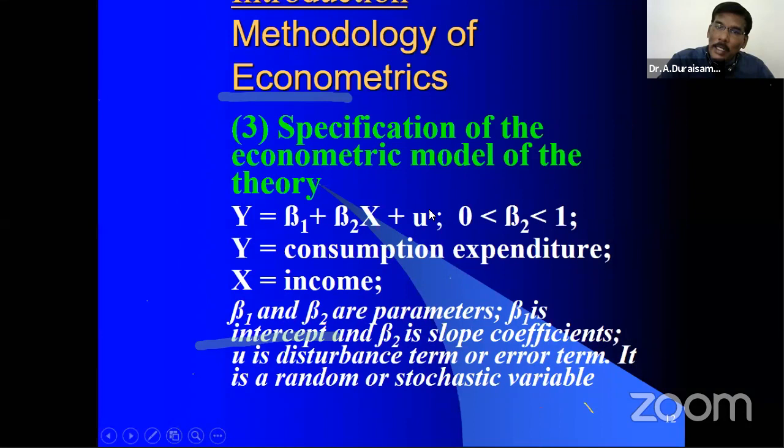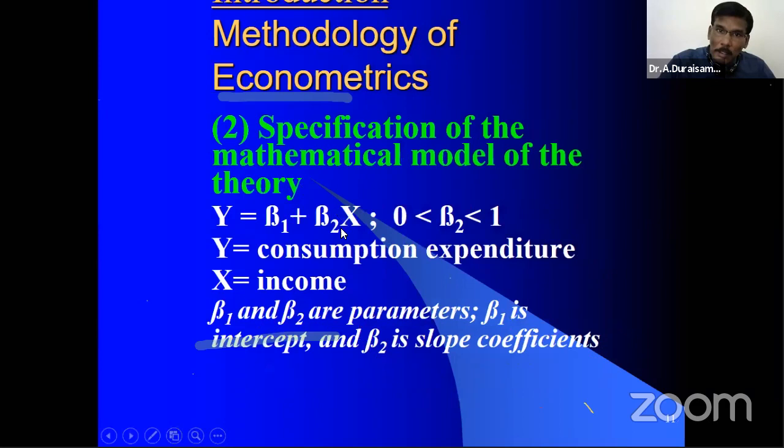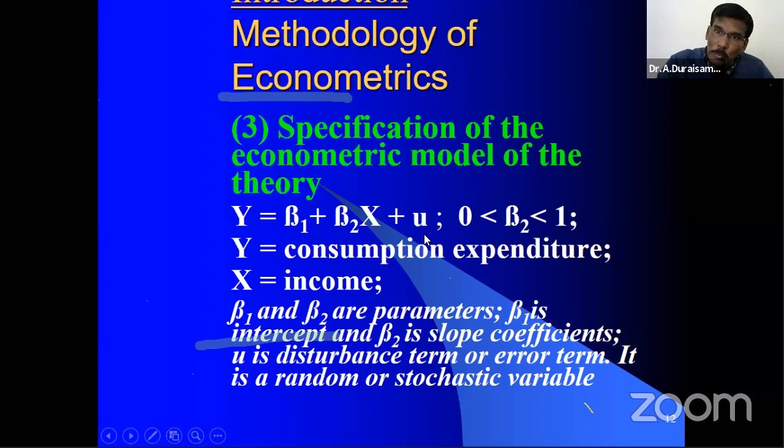So this is the theory. This is the mathematical model. And this is the econometric model. Okay, what is the difference between that and this?